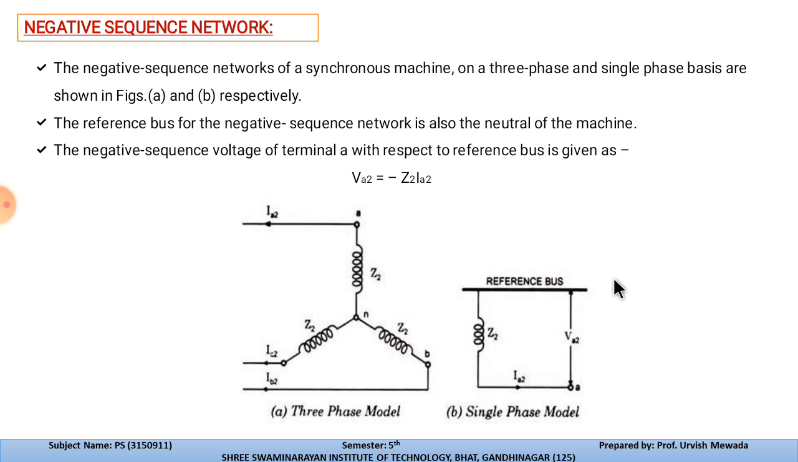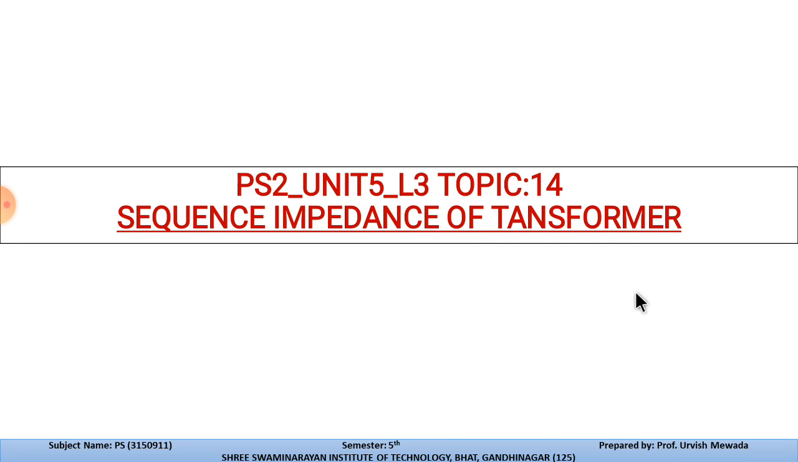So the reference bus for the negative sequence network is also the neutral of the machine. The negative sequence voltage of the terminal with respect to the reference bus is given as VA2 equal to minus Z2 into IA2. So this is the negative sequence network equation that we can use to solve the sequence impedance, or determine the voltage of any negative sequence network whenever we have unsymmetrical faults in the system.